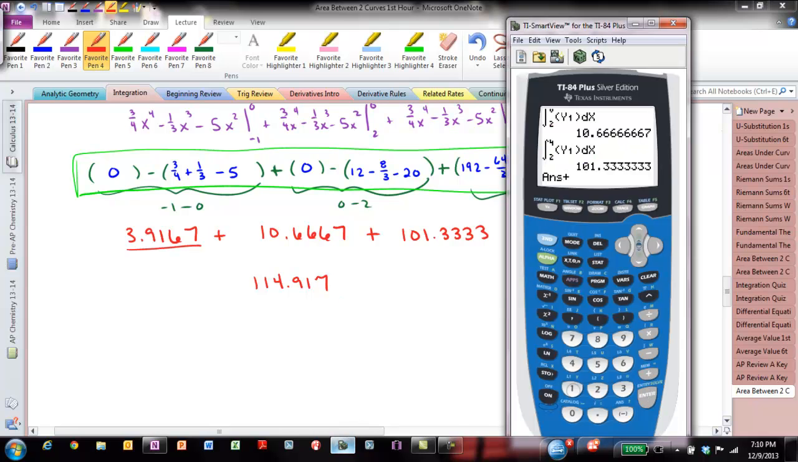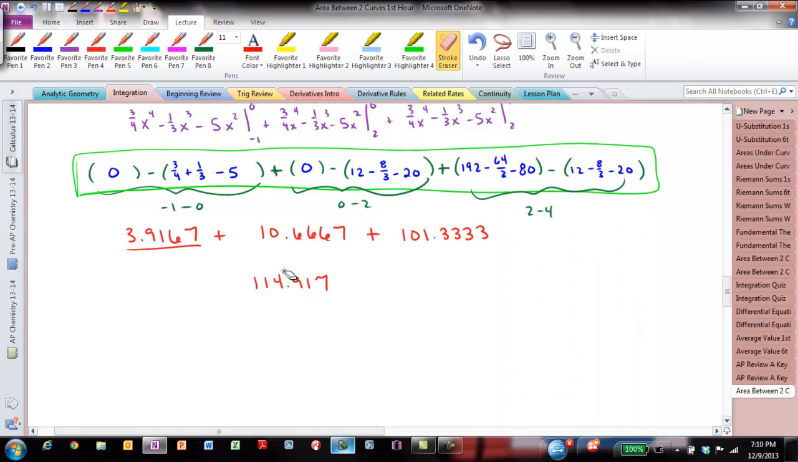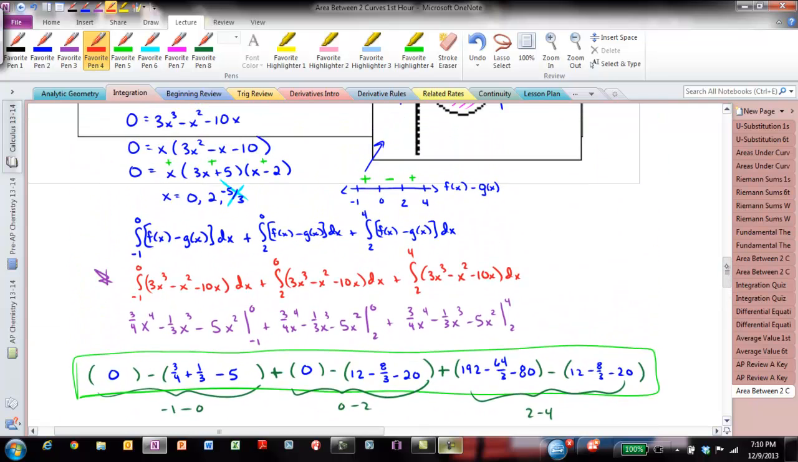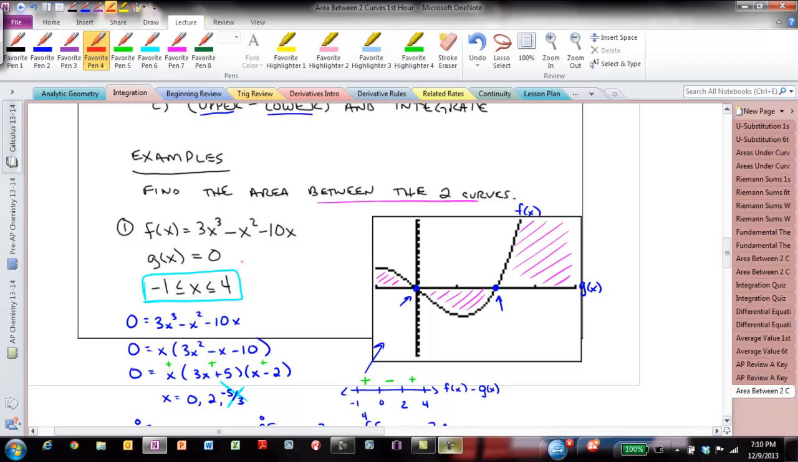Let's check this answer. So I'm going to add that to 10.6667 plus 3.9167. Sorry, 115. Alright, so that's my answer. So that's the area between a curve and the x-axis, but we just worked it as a second curve.